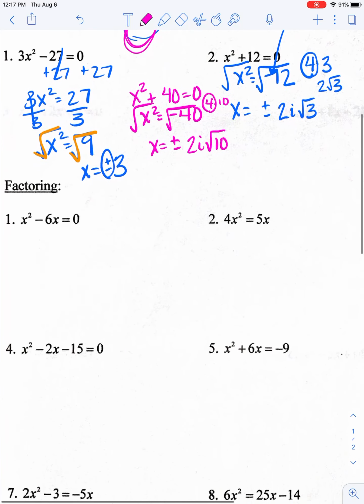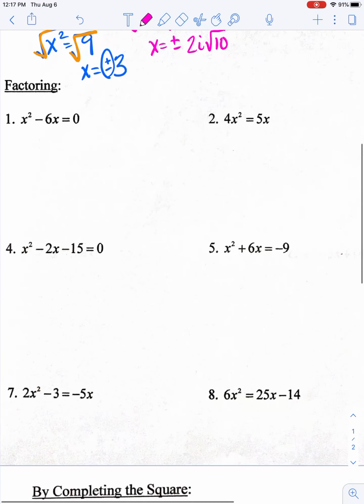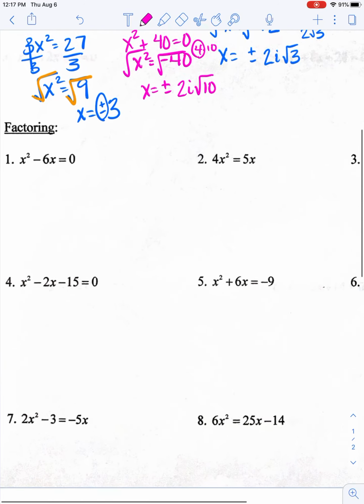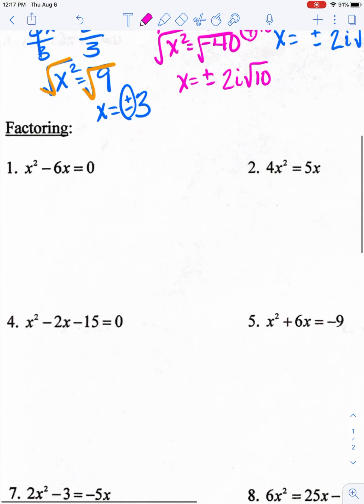Factoring is probably the most common way to solve a quadratic. It must be equal to 0. So as you can look at these examples, number 1 is good, number 2 is not, 3 is good, 4 is good, 5 is not, 6 is not, 7 and 8 are not. So your first step 100% is to get it equal to 0. And then your second step is to factor. And so that's where you're going to GCF, you're going to do squares or cubes or trinomial, and that's where all that factoring knowledge comes into play.